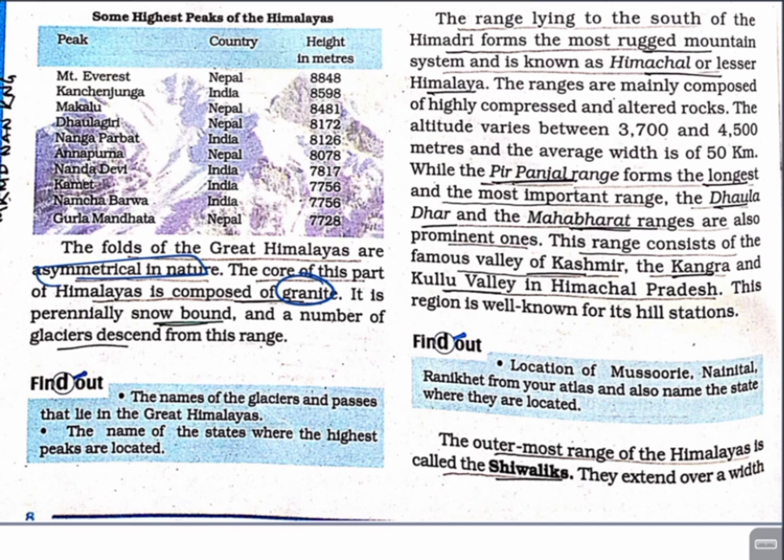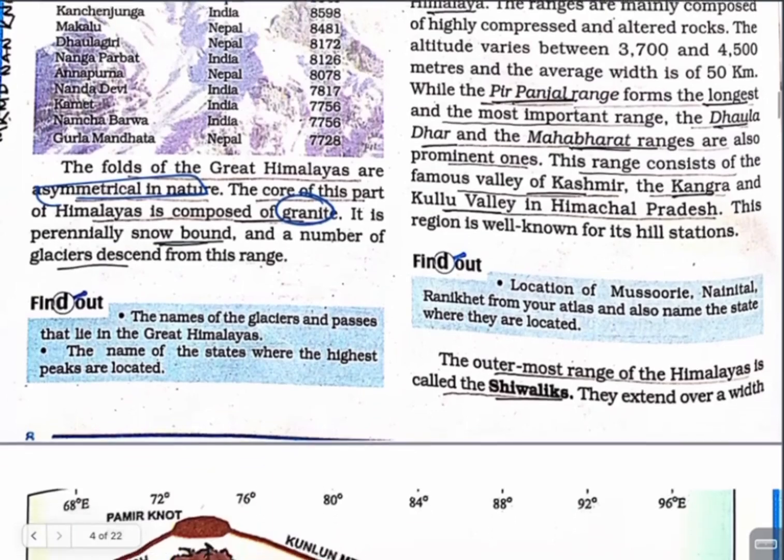We'll look in detail at the various parts of the Himalayas on the basis of ranges. There are five ranges: Trans Himalayas, Greater Himalayas, Middle or Lesser Himalayas, Outer Himalayas, and Purbanchal Hills. We'll look at them in detail.